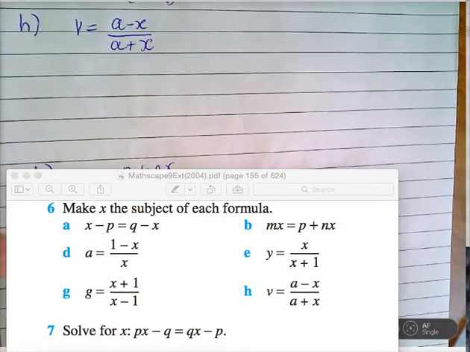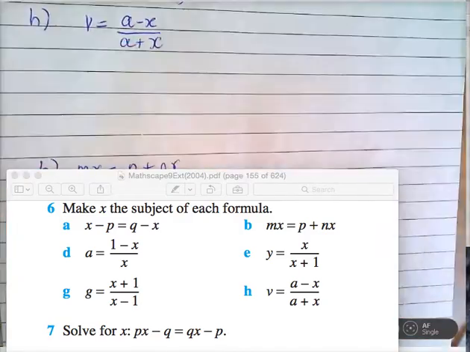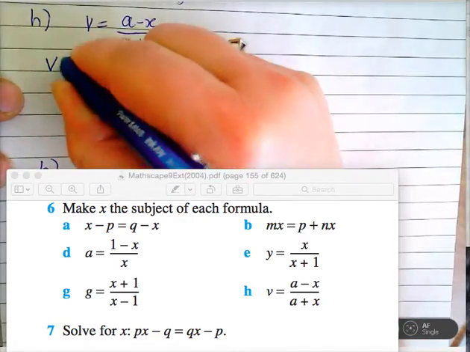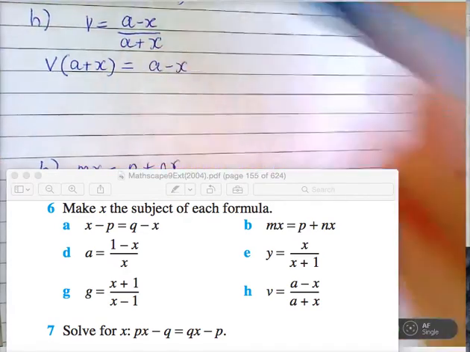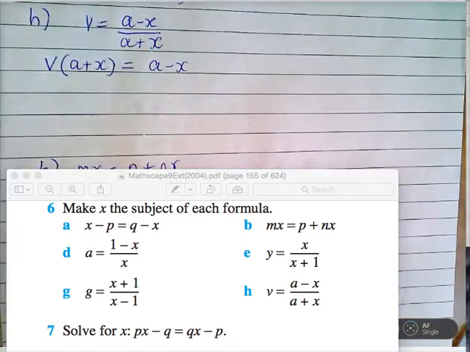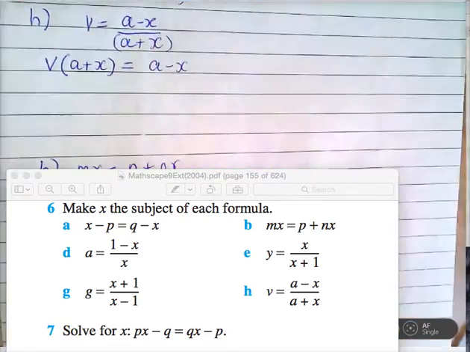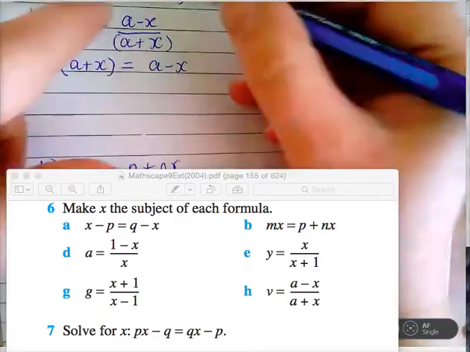What do you do? It's a fraction. I don't want a fraction. How do you get rid of this divide by that? Times by a plus x. Girls, we don't want this divide by a plus x. Where you've got fractions and numerators or denominators with more than one thing, when you move them, you've got to move the whole lot. I'll bring it over.